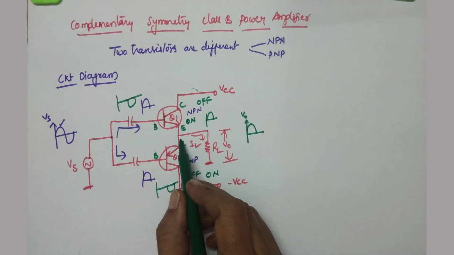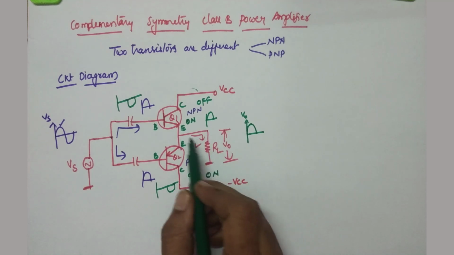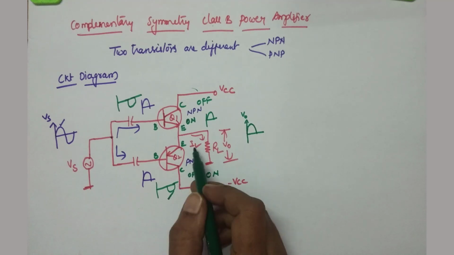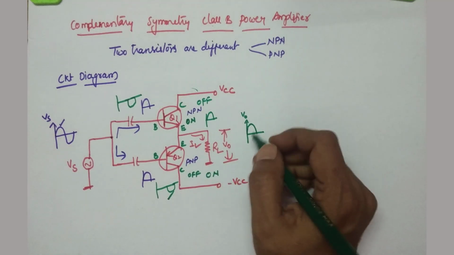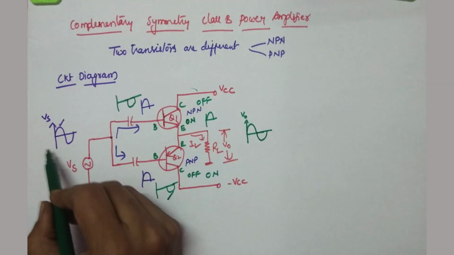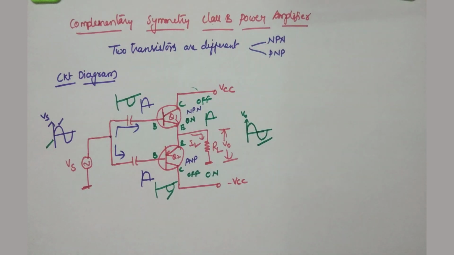And now see the emitter current. This is the emitter current. This is the output current. So what is the shape of it? The shape is nothing but the applied input. What is the input? This negative half cycle. So what is the shape of IL? Negative half cycle. So V0 is also a negative half cycle. So for this full input signal, we are going to get a full cycle as output.